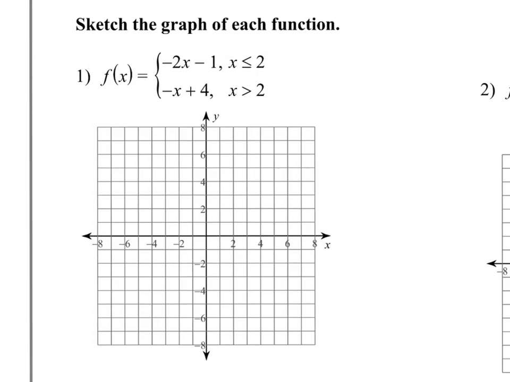Alright, we have f of x equals negative 2x minus 2 where x is less than or equal to 2, and negative x plus 4 where x is greater than 2. So you want to make sure you're really just focusing on one equation at a time.